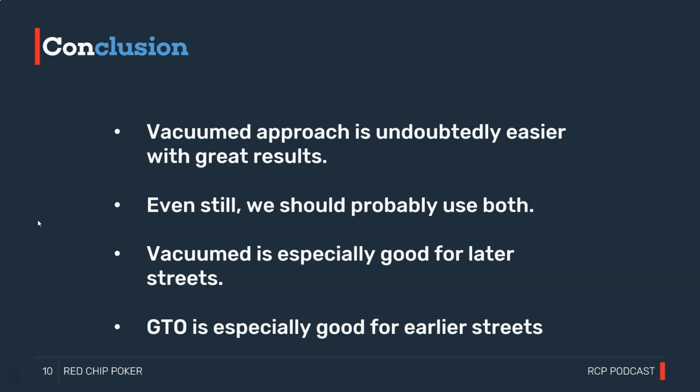So the most important exploits are on the river, and there are also a lot of very important exploits on the turn. This is not to say we can't exploit our opponents on the earlier streets, but the further we progress through a hand, the more important our understanding of exploitative play is going to be. And again, that really highlights the value and relevance of the vacuumed EV approach to deriving exploitative strategies.